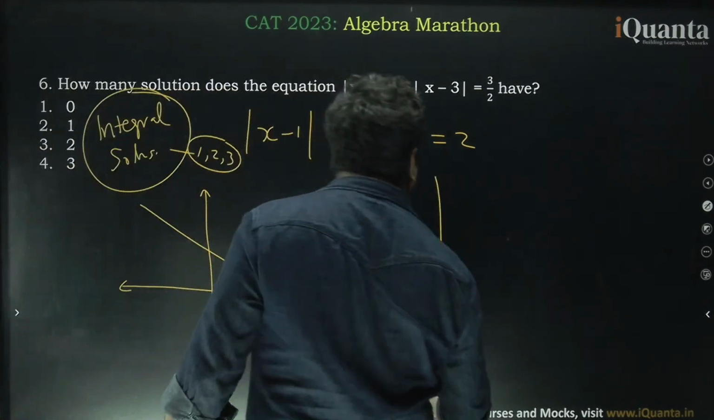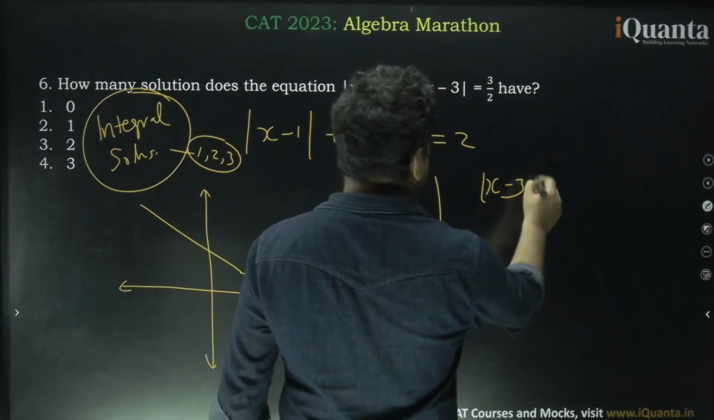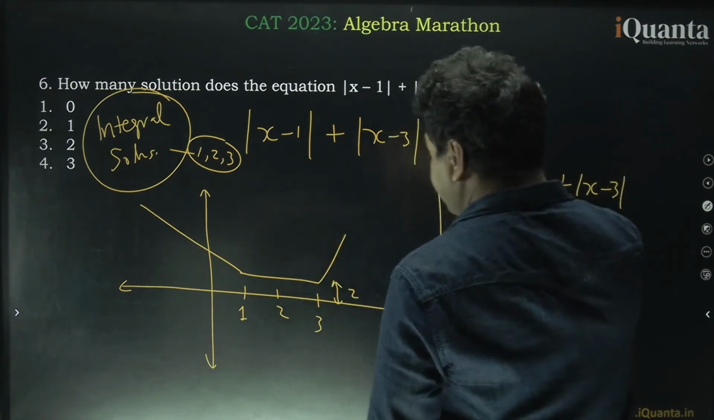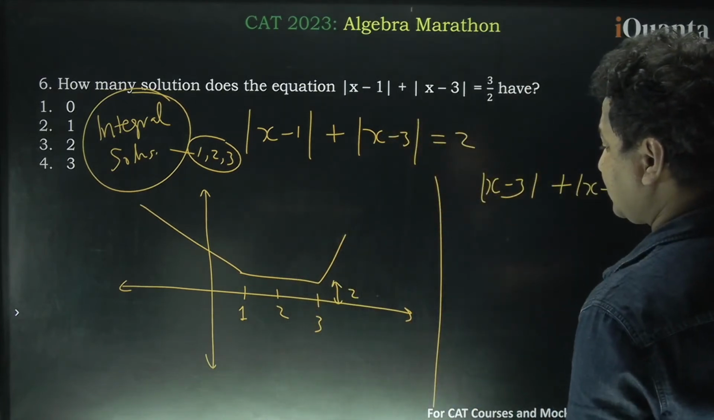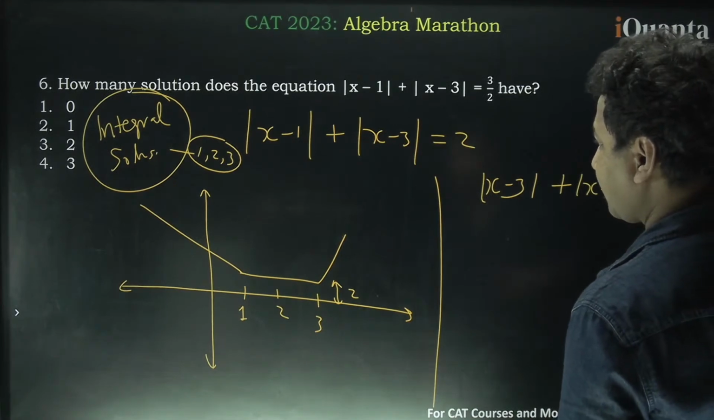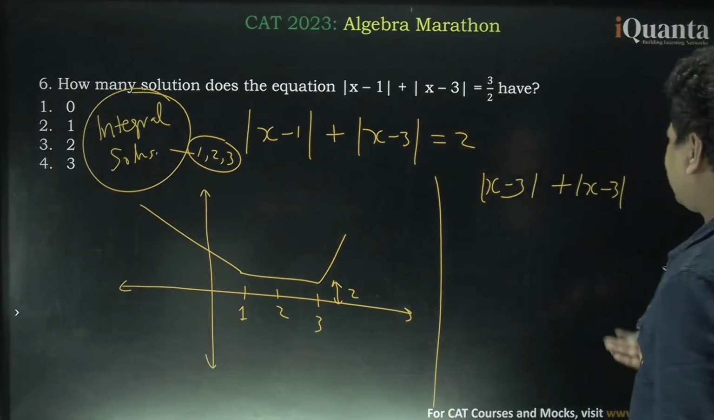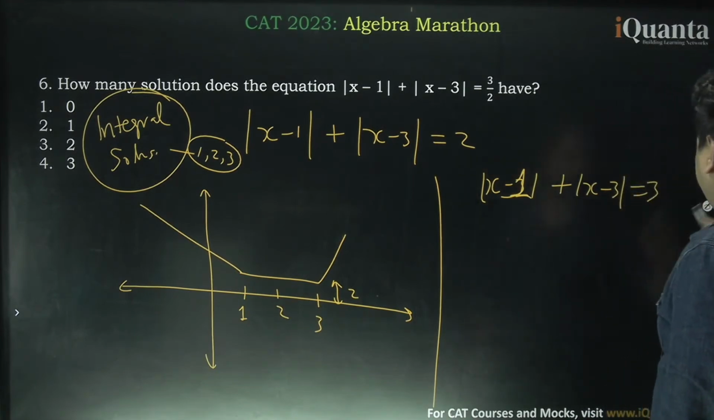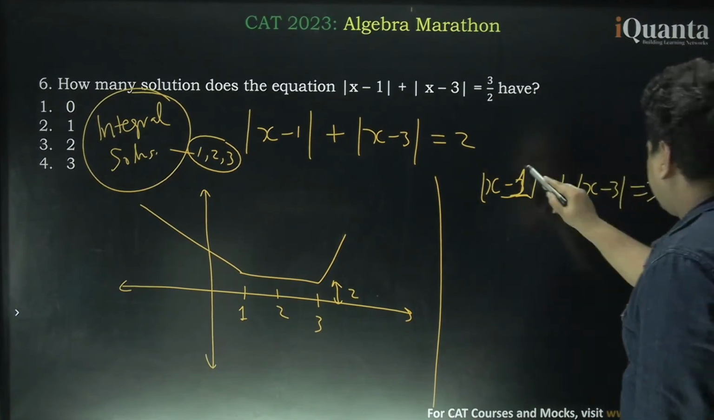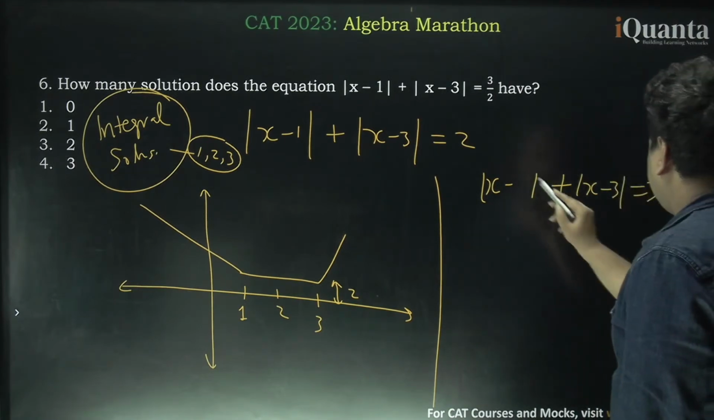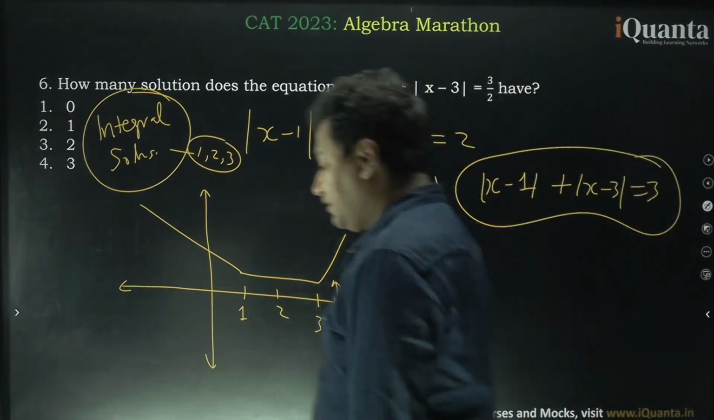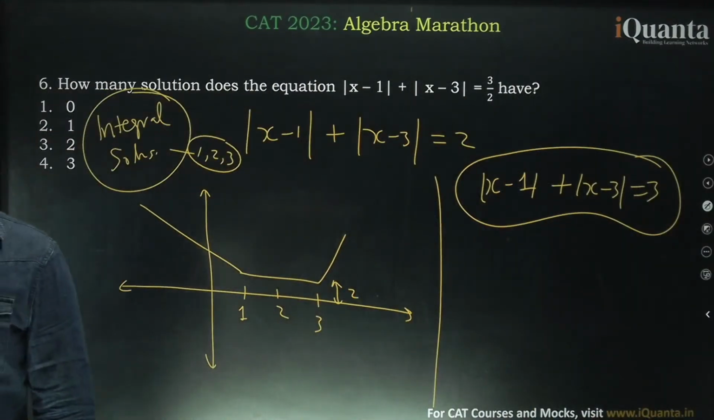Similarly, one more variant. What if I wrote this as plus mod x minus 3? आगे तो पूछा ही नहीं जाएगा. But again, if I take this as equal to 3, then how many solutions would we have? This can be asked. इसी सवाल को ऐसे पूछा जाए अगर mod of x minus 1 plus mod of x minus equal to 3, then how will you solve it? Then how many solutions would we have?